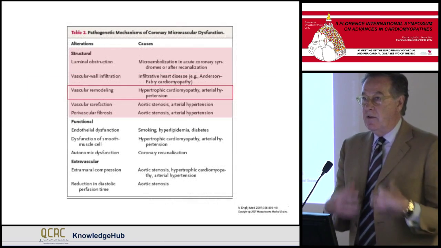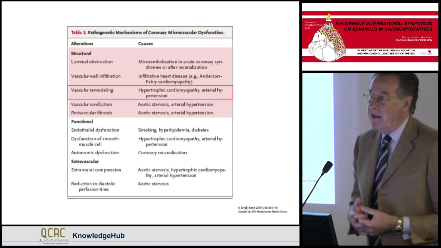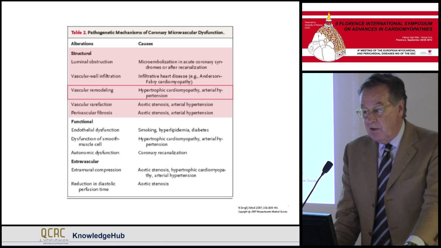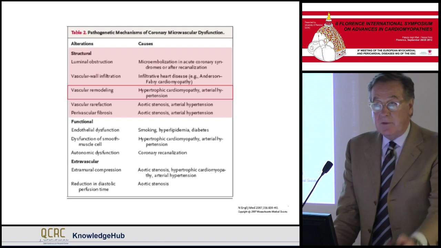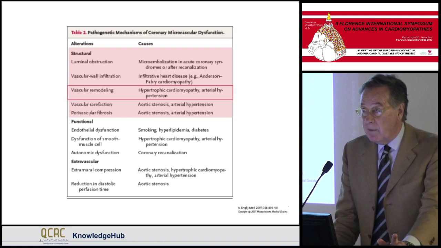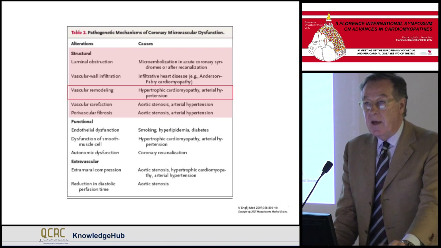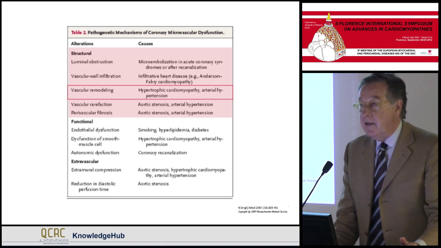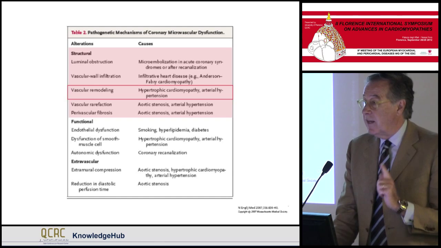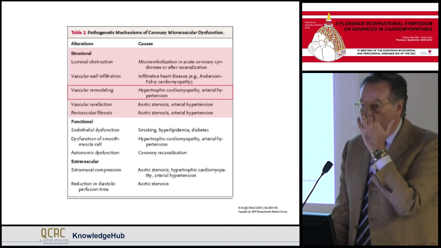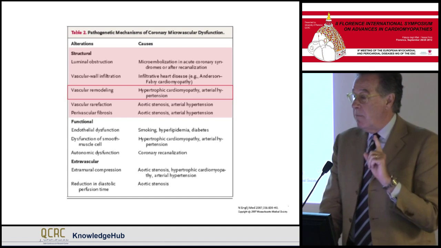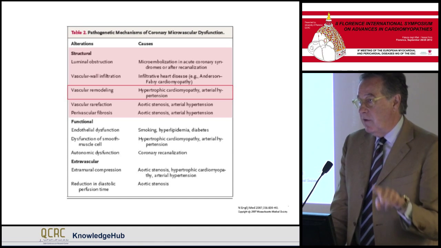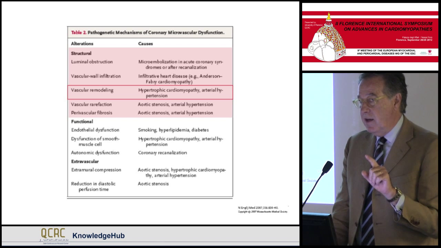And we also tried to classify the pathogenetic mechanism of microvascular dysfunction. Now, if you focus on what is in the red box, you see that one feature of causing coronary microvascular dysfunction is vascular remodeling, which is typical of two diseases, hypertrophic cardiomyopathy and arterial hypertension. For instance, this is not the case in aortic stenosis, which is another condition characterized by microvascular dysfunction. But in aortic stenosis, you don't find the same kind of microvascular remodeling you find in hypertension and hypertrophic cardiomyopathy.